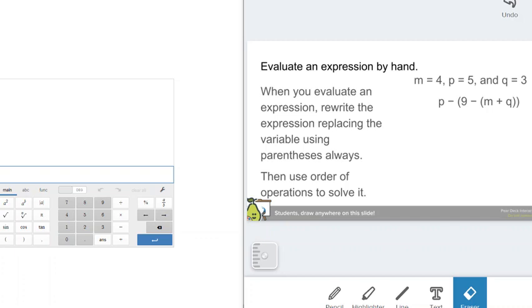This lesson is about evaluating expressions. We have learned that expressions have variables, and those variables can have infinite possible values. When you evaluate an expression, what you're doing is you're using the value that you're given to solve the expression.